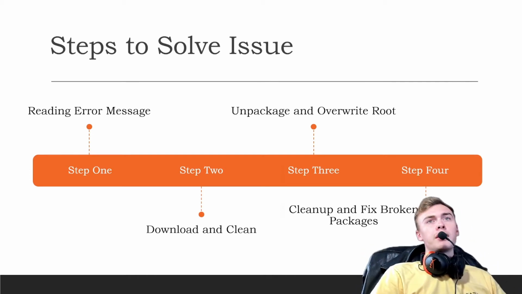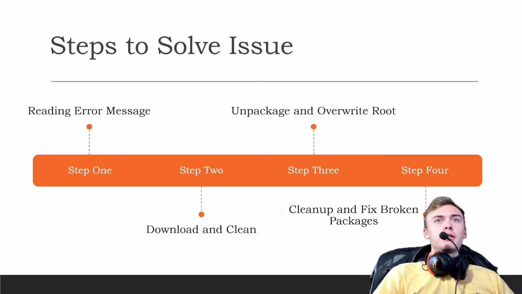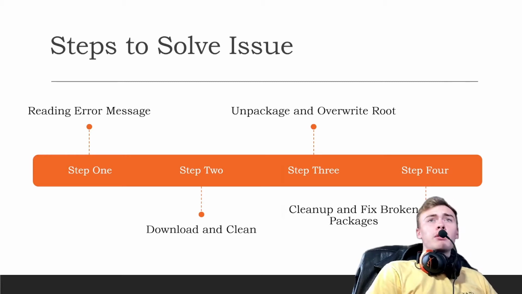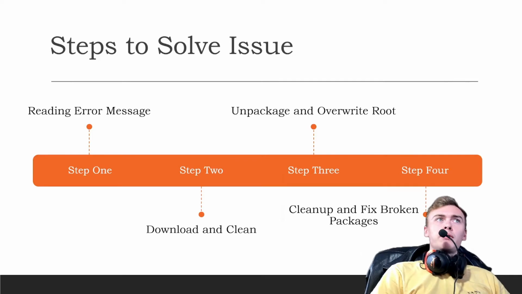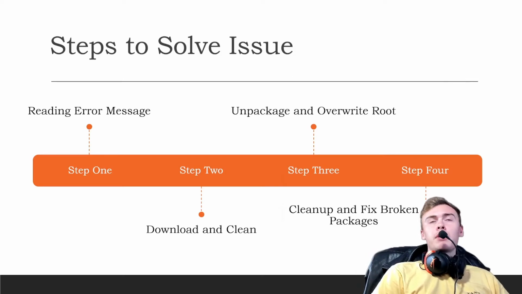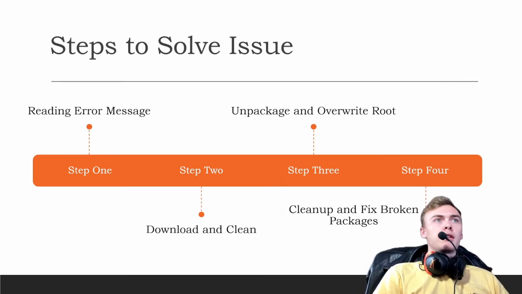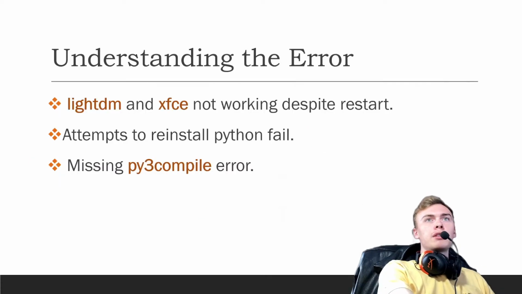So, steps to solve this issue. The first is reading the error message, understanding the reason why you could conclude that the System Python not being there is responsible for your issues. Next, I'm going over how to download and clean the existing System Python files. Next, manually unpackaging and overwriting the root System Python files. And finally, cleaning up and fixing broken packages, which you might be experiencing after deleting the System Python.